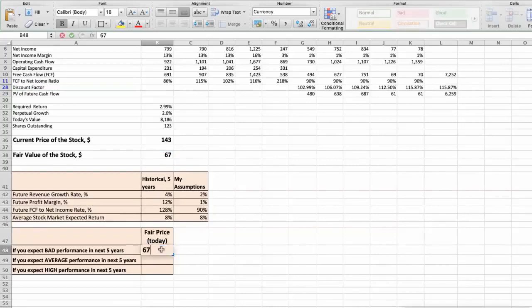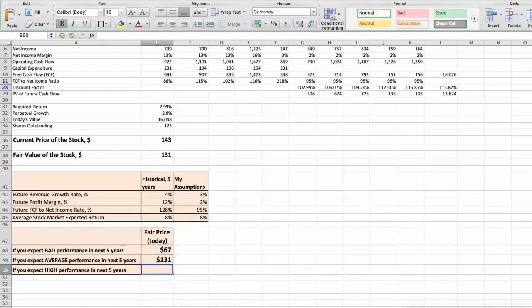The second scenario. Clorox will have average performance in next 5 years, and we will use the following parameters in our calculation. Future revenue growth rate would be average, 3%. Future profit margin would be average, 2%. Future free cash flow to net income rate would be average, 95%. In this case, the fair value of the stock today would be $131.